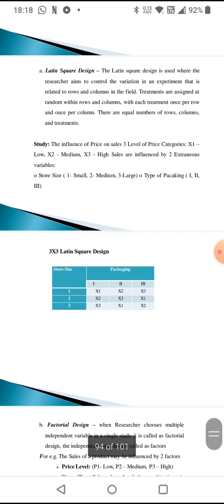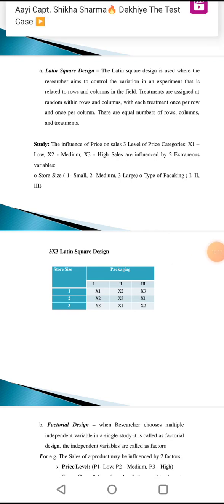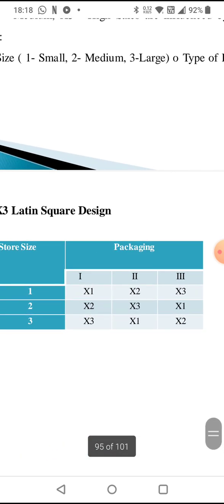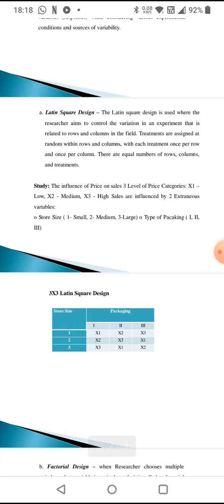For example, to find out the influence of price on sales, you have price as the independent variable and sales as the dependent variable. You consider x1, x2, x3 as low, medium and high prices. Sales again are influenced by store size and type of packaging. So in the matrix, as you can see, a 3 cross 3 matrix, depending upon the store size, packaging and also the pricing, the sales of the product depends. So this is how you are depicting it. See, in each row and each column there is x1, x2, x3. You have to make sure those independent variables are placed in each row and column without getting repeated.